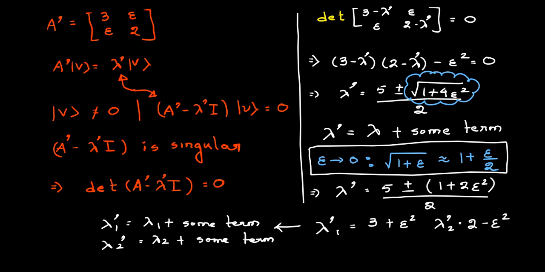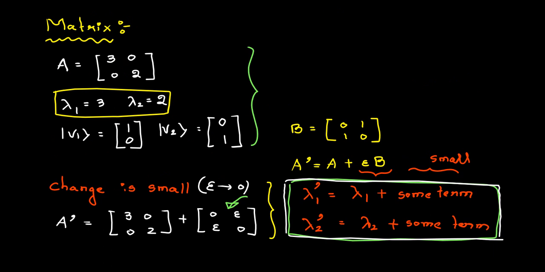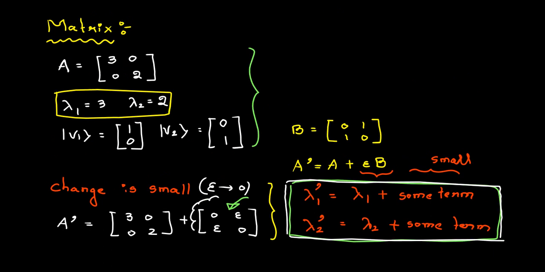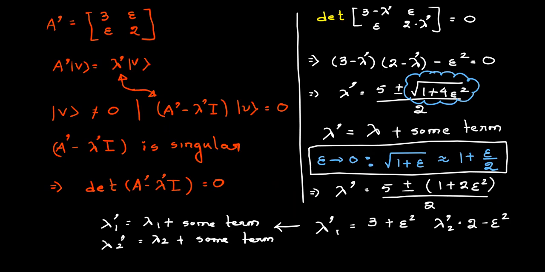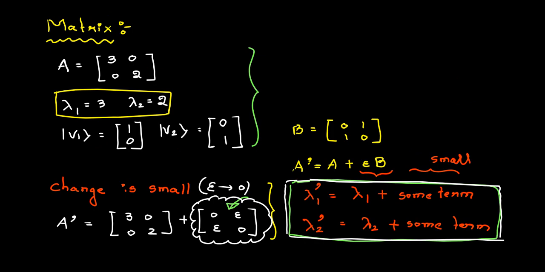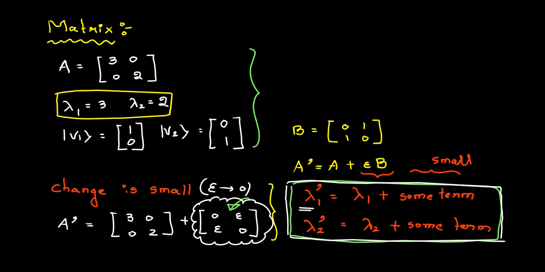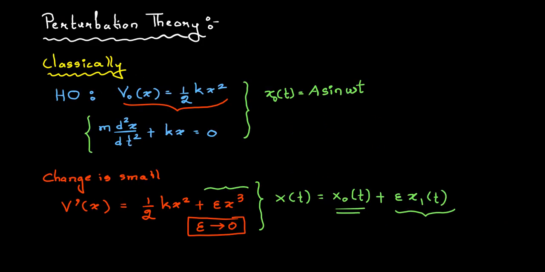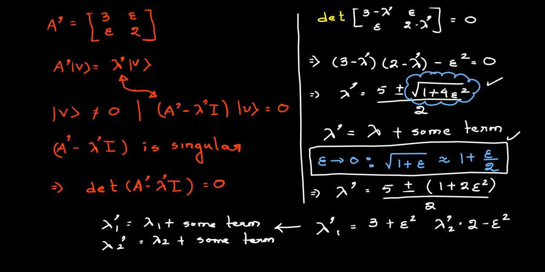That's why in perturbation, whenever you add any extra terms to the original Hamiltonian, these terms are very small in nature. Since they are very small, you can use these kinds of approximations as you can see here, and then you can say that the new values because of the perturbation will be the old values plus some extra term which will be small in nature. This is fundamentally the whole idea behind perturbation. We saw it in two different ways: we saw it classically, and we saw it in matrix form.